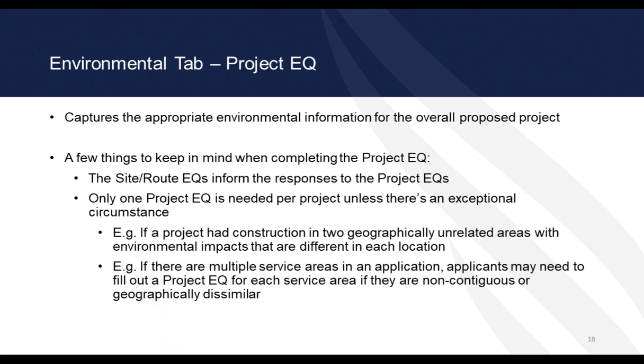The site and route EQs inform the answers to the project EQ. Only one project EQ is needed per project, unless an exceptional circumstance occurs. And here are two examples of that.